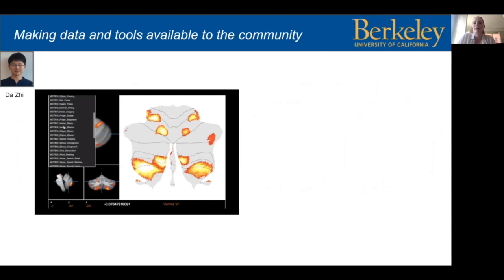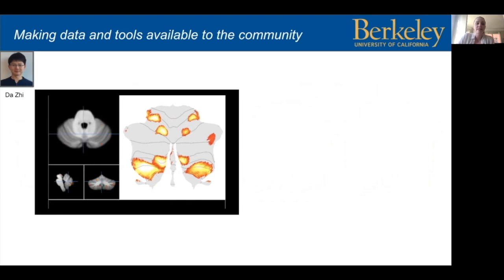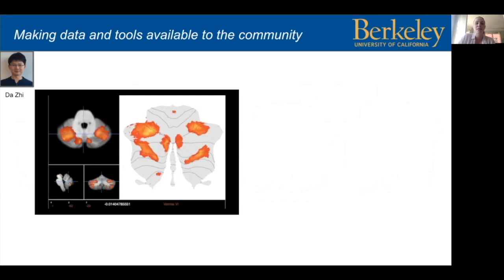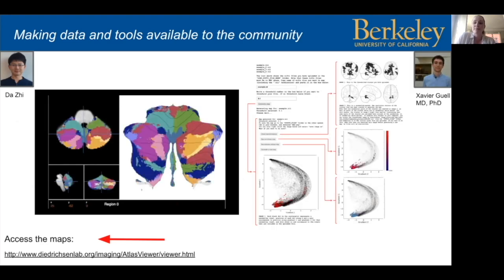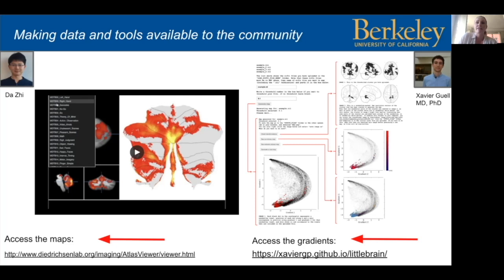to interpret cerebellar activation. So here you can see a brain viewer has been created for visualization of task maps and parcellations, and you can scroll through each of these different maps. You can also download them for your own research. And then the functional gradients have also been made available for viewing in an interactive fashion, and they can be accessed here.